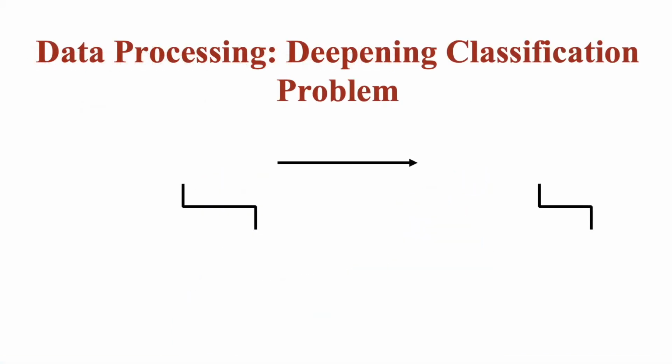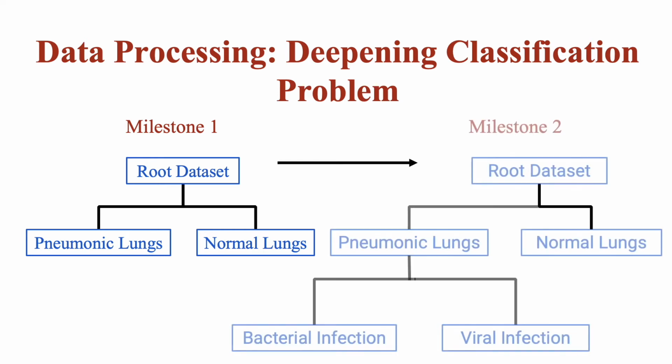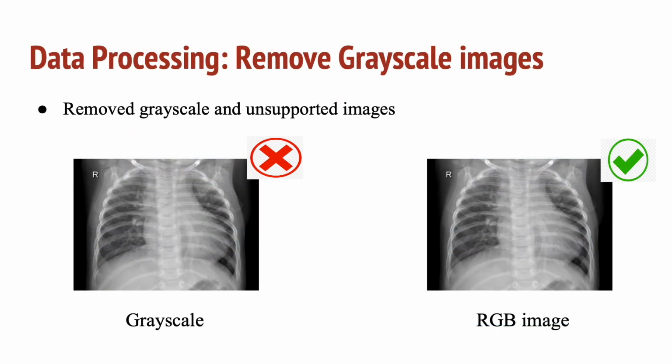For milestone 1, we only implemented models to distinguish between pneumonic and normal lungs. However, after achieving a high accuracy for this distinction, we decided to further differentiate between the pneumonic images into viral and bacterial infections. As the first step in data processing, we removed all the grayscale and unsupported images.